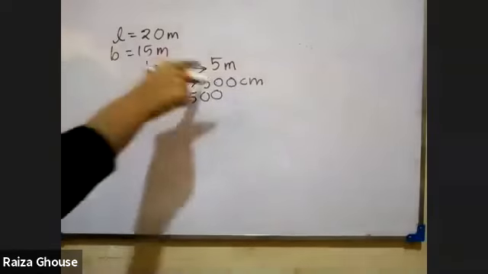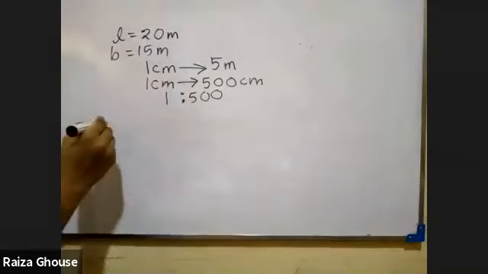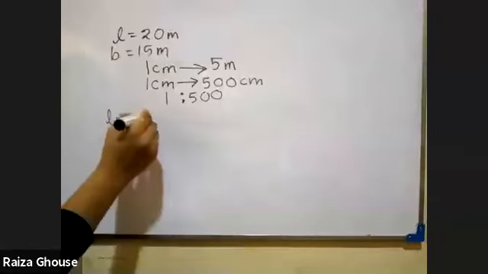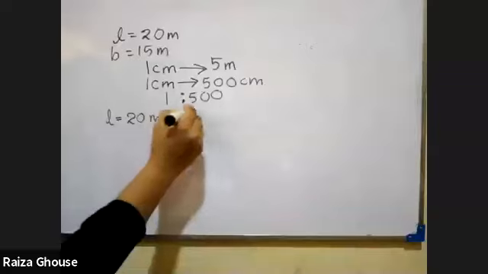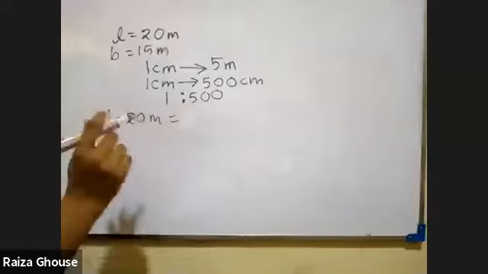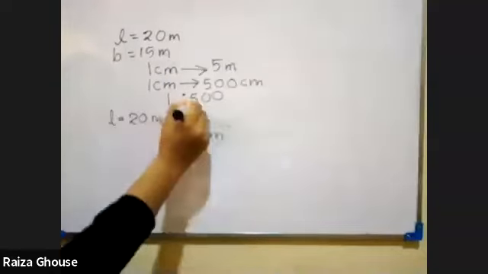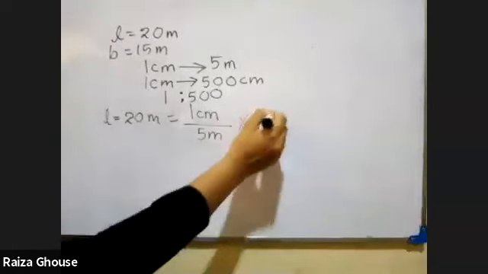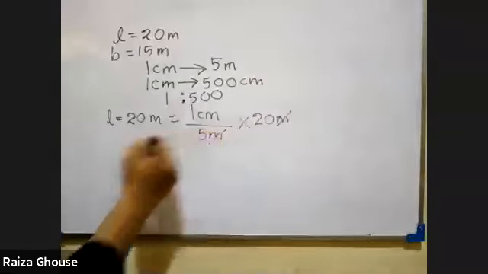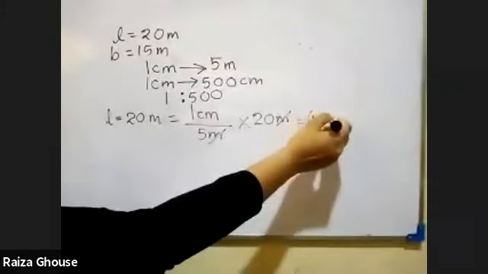If 5 meter is represented by 1 centimeter, what is 20 meter represented by? Very good. Nabila has sent the answer. 20 meter is represented by 4 centimeter. How do we find that? Listen, if 5 meter is represented by 1 centimeter, how do we represent 20 meter? You have to divide 20 by 5. You will get the answer in centimeter, that is 4 centimeter.